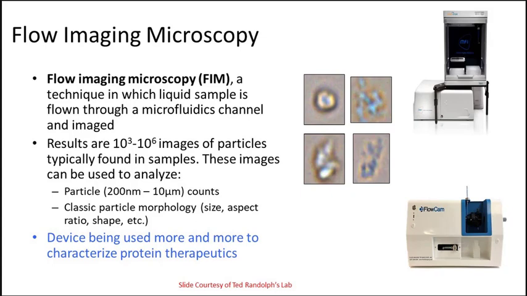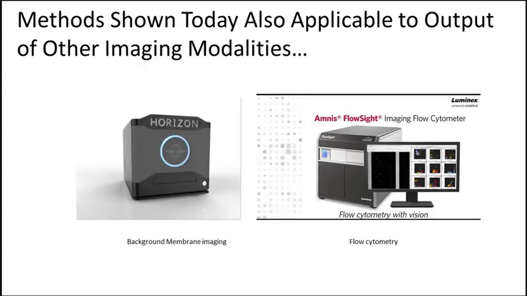So what we're trying to do is push the utilization of the information content from these types of measurements. But I do want to stress that flow imaging microscopy is not the only technique our approach is applicable to. We can use any imaging technique that can characterize particles from protein solutions, for example, backgrounded membrane imaging or imaging flow cytometry with fluorescence. These are in principle also applicable to the method that we're talking about today, but most of our work to date has focused on flow imaging microscopy, so that's where I'm going to focus today's efforts.